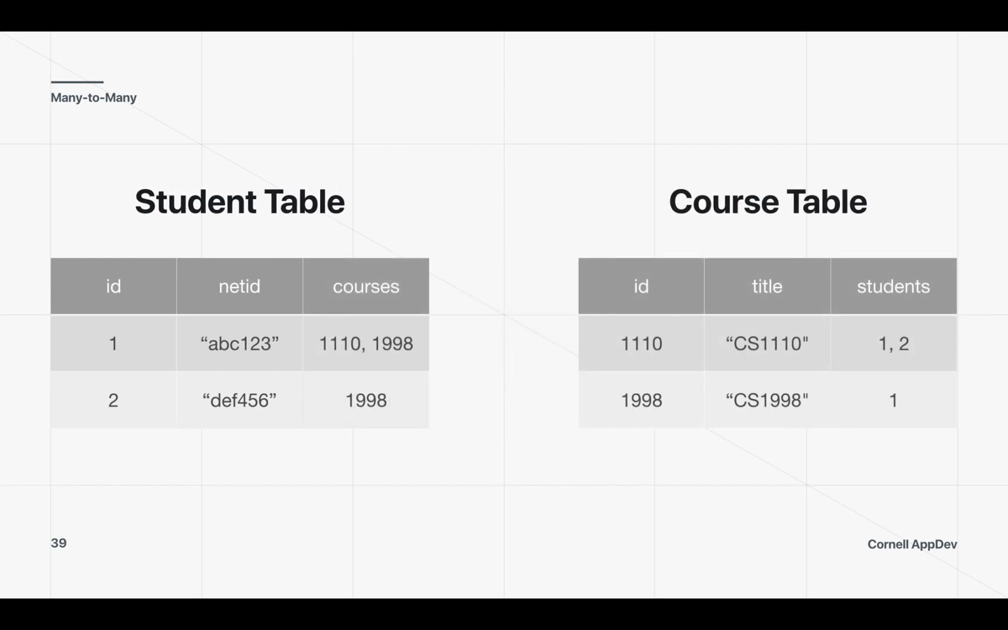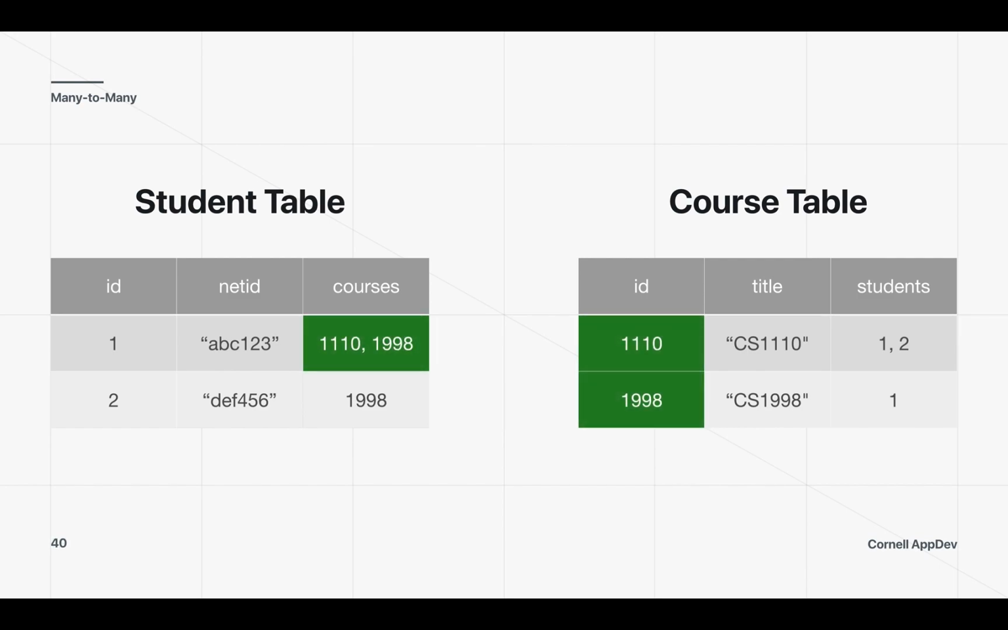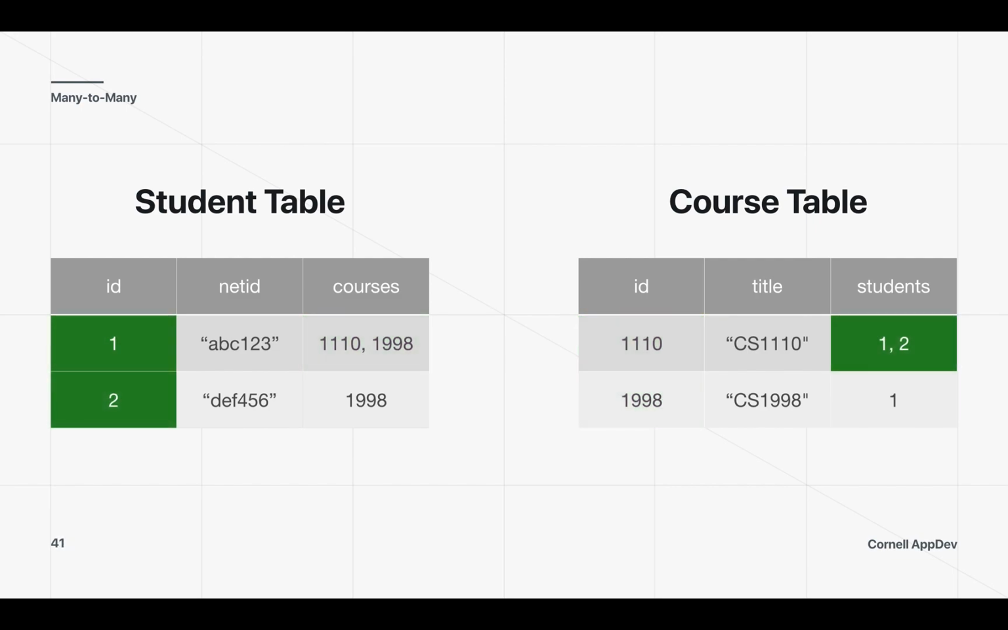Another way you may want to consider, the second way, is to have the column contain a list of values. So in this case, say student 1 is enrolled in 1110 and 1998. If we look at those courses, we would parse that list and then query in the courses table to find those courses. And as you can see, that works pretty well. And conversely, for the courses, if I want to look at all the students, I can just look at that list, and for each item in the list, query for the associated student.